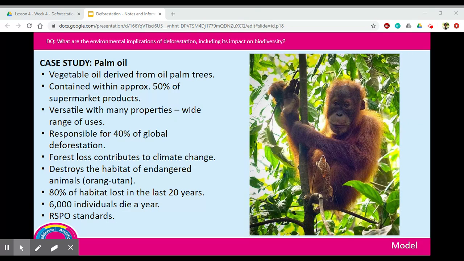Estimates suggest that about 40% of deforestation in the Amazon rainforest is because of palm oil plantations. That is a huge percentage to be just for palm oil. The other 60% is going to be things like making way for cattle fields and urbanization, etc.